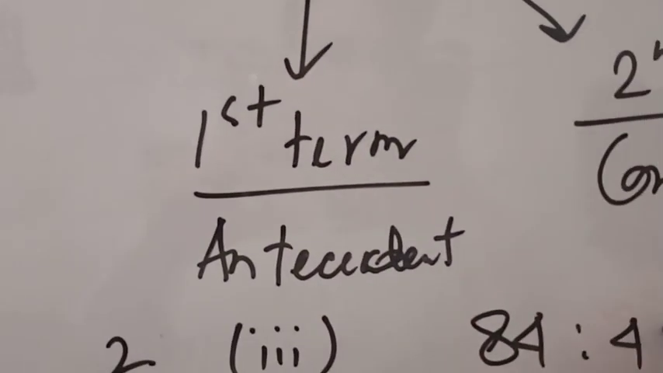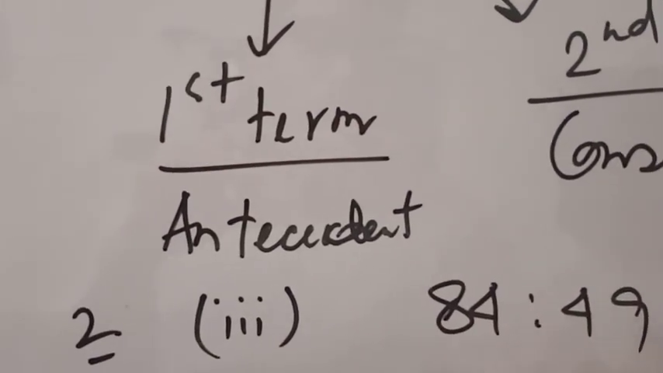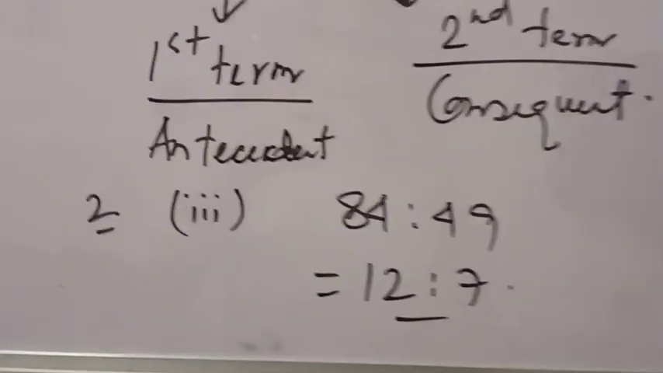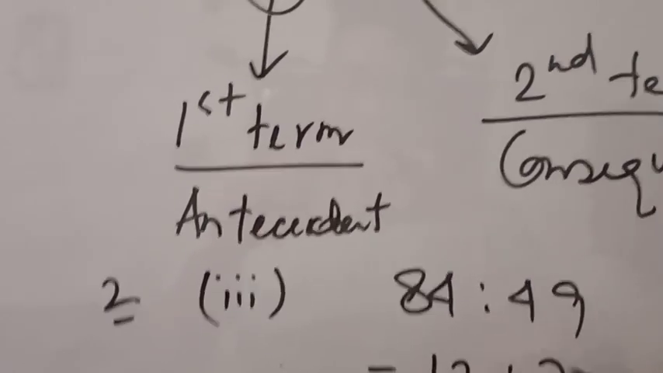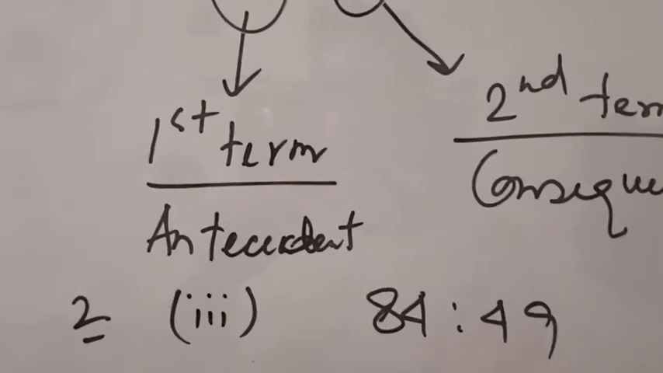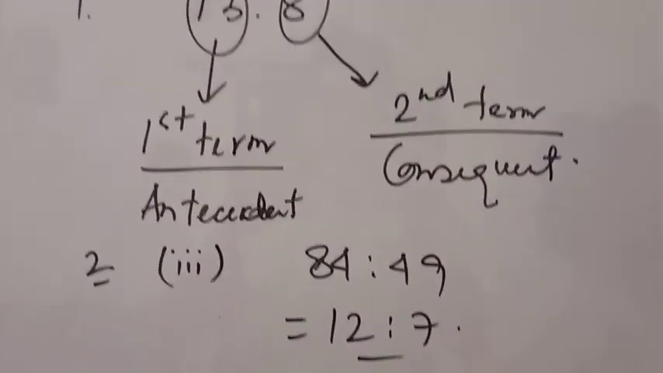Now number 2, you have to find the simplest form. In the simplest form, that means number 3, 84 is to 49. If we divide both by 7, we get 12 is to 7. So this is the ultimate ratio because we are not getting any common factor between these two numbers. So this is the ultimate ratio of 84 is to 49.